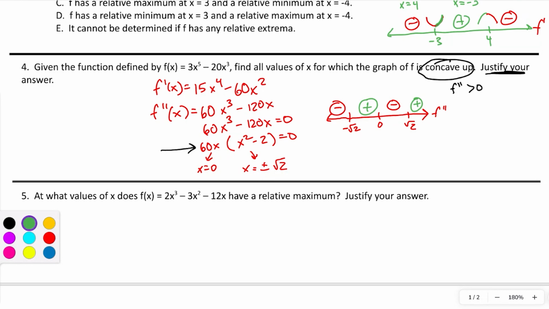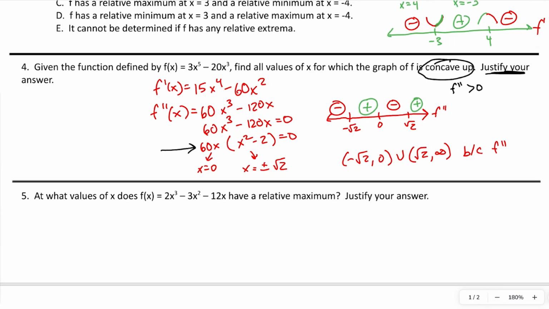We've got one interval between negative infinity. Oh no, I'm sorry, I'm looking at the wrong one. Between negative root 2 and 0. And then our next interval will be between root 2 and infinity. And our justification is because f double prime is positive.